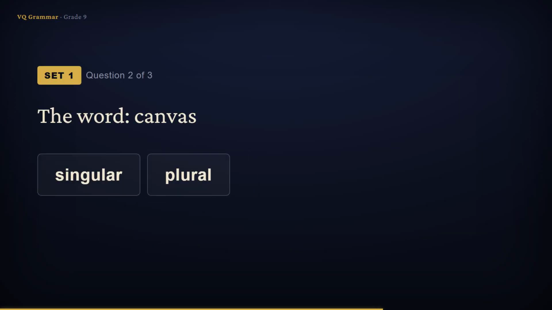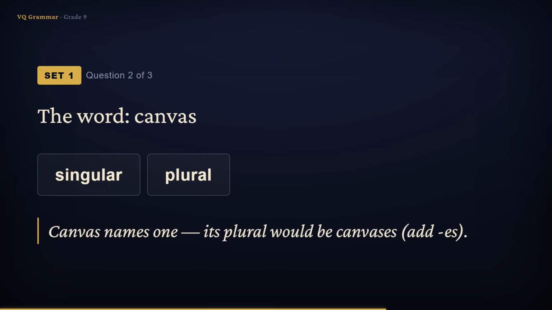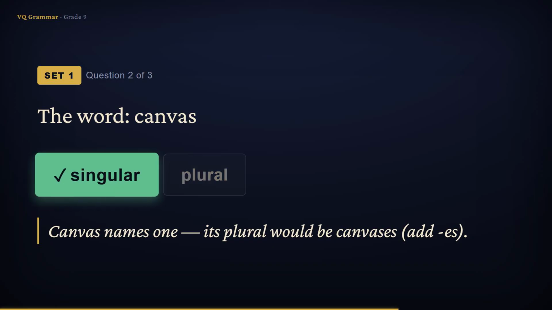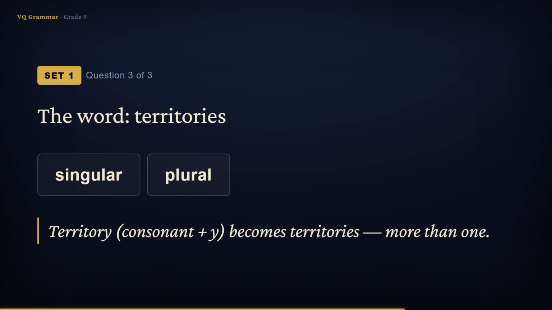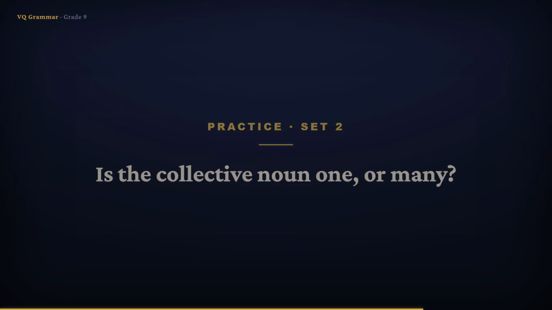The word is canvas. It ends in an S sound, which can be tricky, but this is naming just one canvas. Its plural would be canvases, with an ES on the end. As written, though, it's singular. The word is territories. The singular is territory, ending in a consonant plus Y. To make it plural, we changed the Y to an I and added ES. So territories names more than one. The answer is plural.